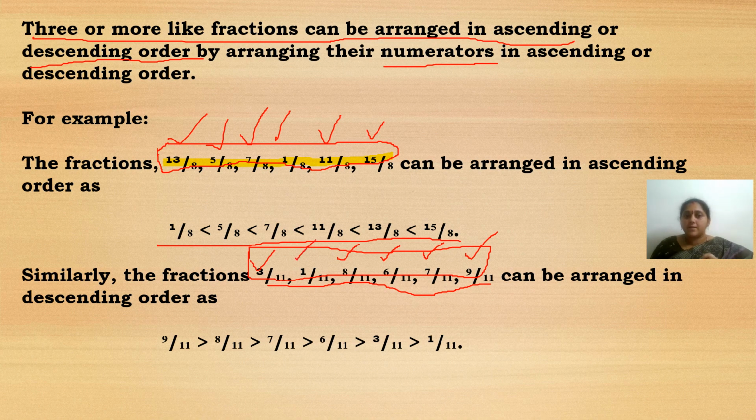9 by 11 is greater than 8 by 11, 8 by 11 is greater than 7 by 11, 7 by 11 is greater than 6 by 11, 6 by 11 is greater than 3 by 11, 3 by 11 is greater than 1 by 11. This is how we write our fractions in descending order.